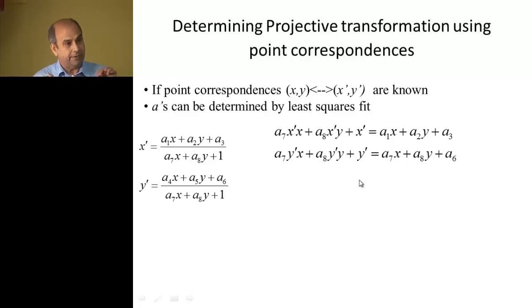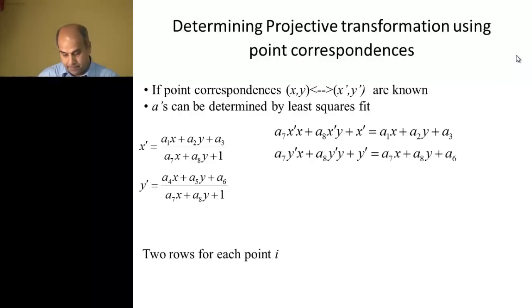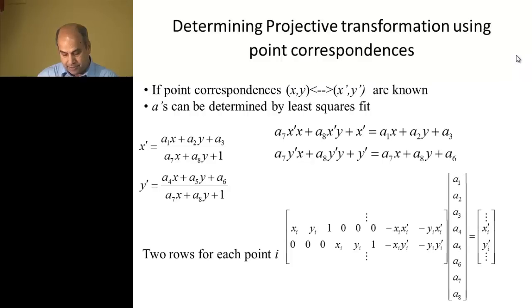And we have two equations for every correspondence. In these two equations, we know x and y and x prime, y prime, because we know these locations. So the unknowns are A1 to A8. There are 8 unknowns. So we get 2 rows for each point i, and we can write this in this form. If you multiply this with that, then we get A1 xi, A2 yi, and A3. And then these 3 here will become A8, this one, and so on.